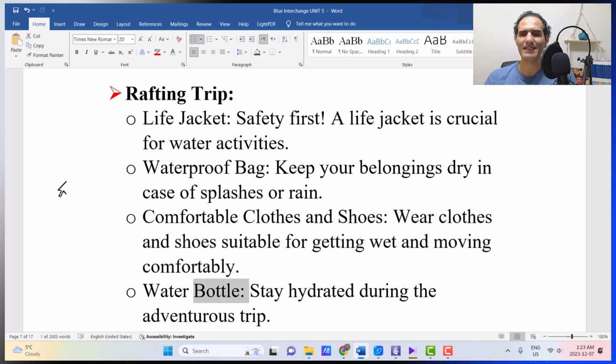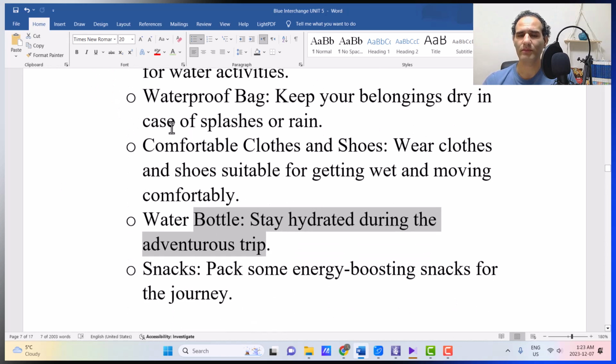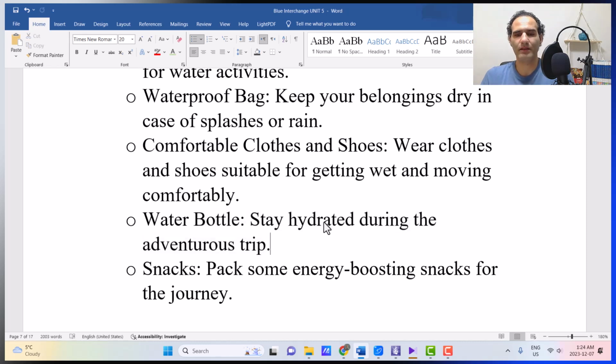Water bottle. Stay hydrated during the adventurous trips. So if you are on a rafting trip, chances are that you might feel thirsty. It depends where you are. Maybe that water around you is not that good for drinking. So you need to stay hydrated. Hydrate means to have enough water in your body. So stay hydrated means have enough water like this. Now I have talked for a long time. I want to hydrate. By drinking water, I hydrated myself.